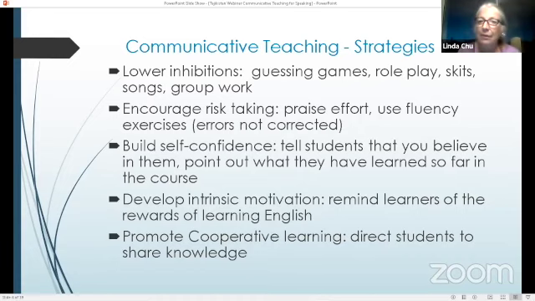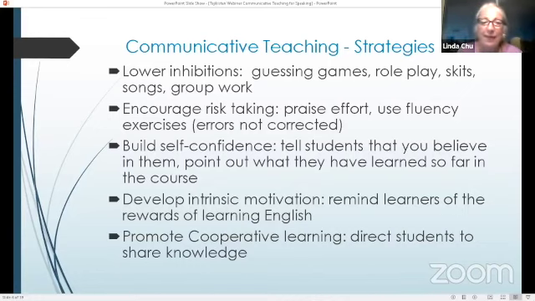Praise the effort. This is on the teacher's part. We're not praising every day and all the time, because then the students will start to feel as if it's not genuine, right? But make an effort as a teacher to give students the praise that they need, and they start to feel that you're building their self-confidence that way.